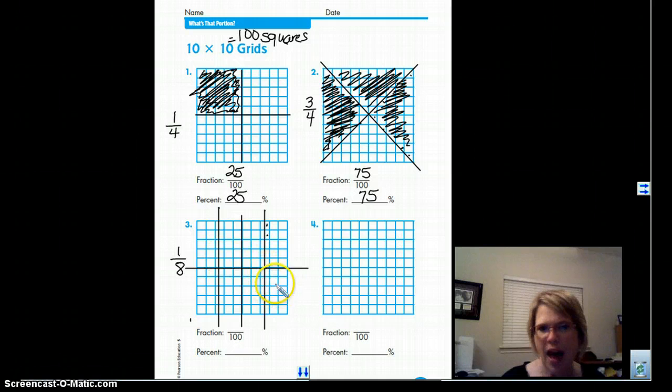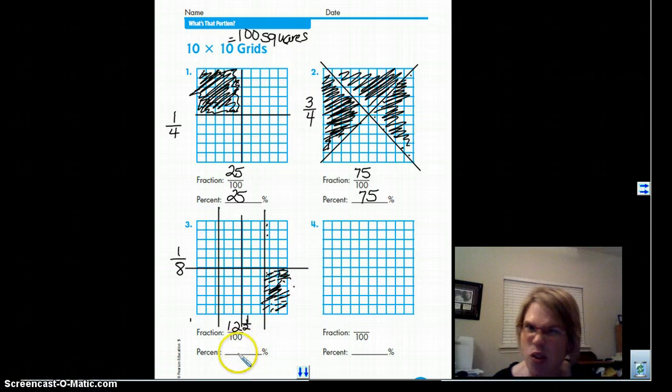So 1 out of the 8, I'm just going to take a look at this. I'm just going to shade it real lightly, okay? So here's my 1/8, right? I want to know how many hundredths did I shade. So you should be counting 1, 2, 3, 4, 5, 6, 7, 8, 9, 10. These two make 11. These two make 12. Oh, ooh. That's a weird fraction. 12 and a half.